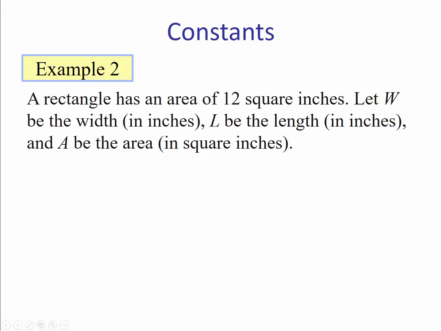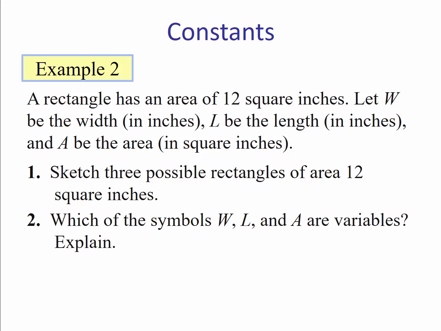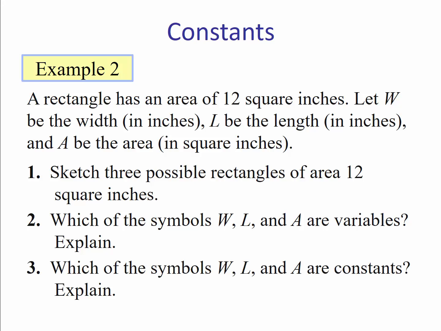Example 2. A rectangle has an area of 12 square inches. Let W be the width, measured in inches, and L be the length in inches, and A be the area in square inches. Number 1. Sketch 3 possible rectangles of area 12 square inches. Number 2. Which of the symbols W, L, and A are variables? Explain. And number 3. Which of the symbols W, L, and A are constants? Explain.